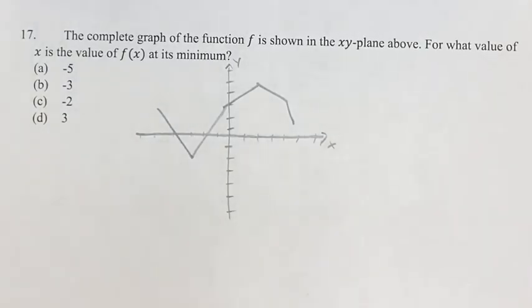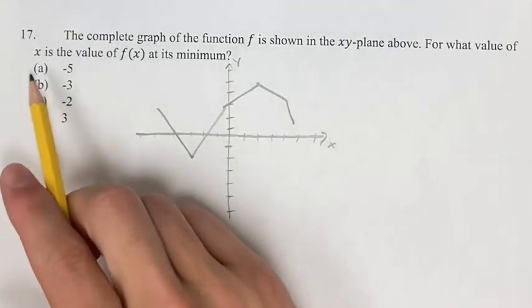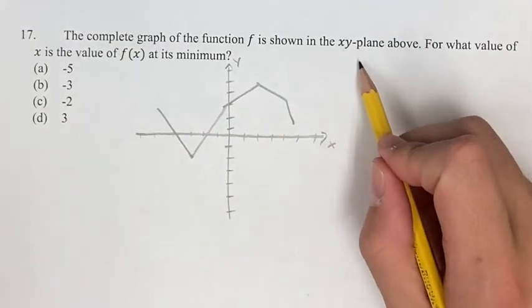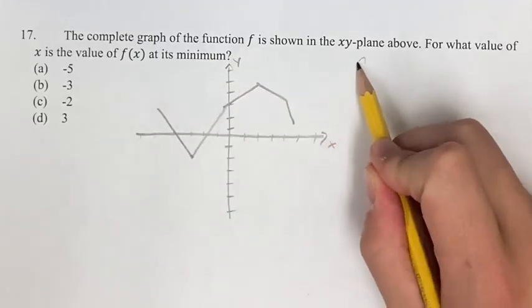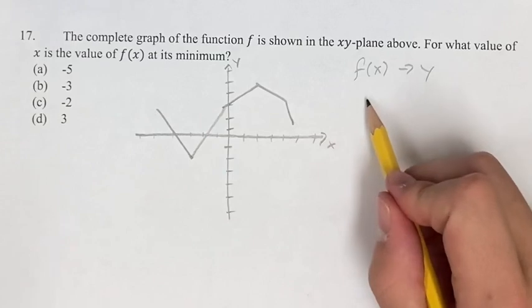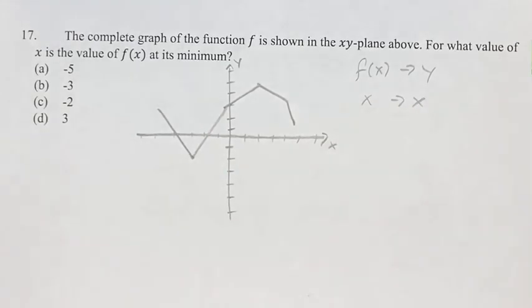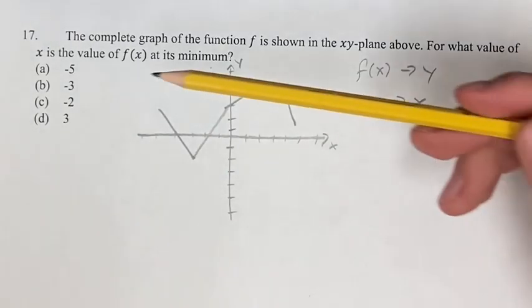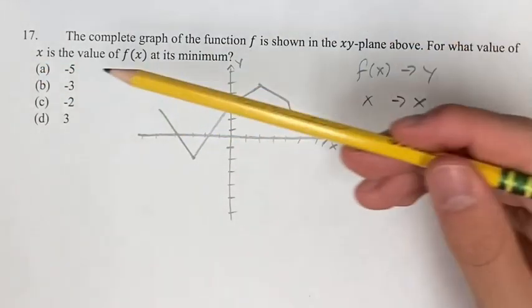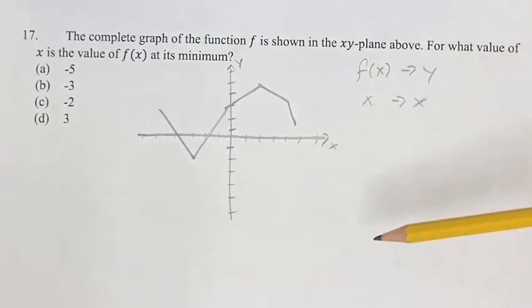In this problem, we're given the graph of function f shown in the xy plane, and we're asked for what value of x is the value of f of x at its minimum. So if function f is being shown on the xy plane, that means the value of f of x is being represented by y, and x is being represented by x. And so we're asked at what value of x is the value of f of x at its minimum. That means at what value of x is the value of y at its minimum.